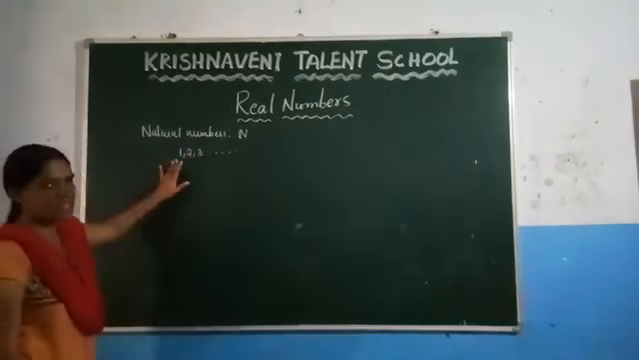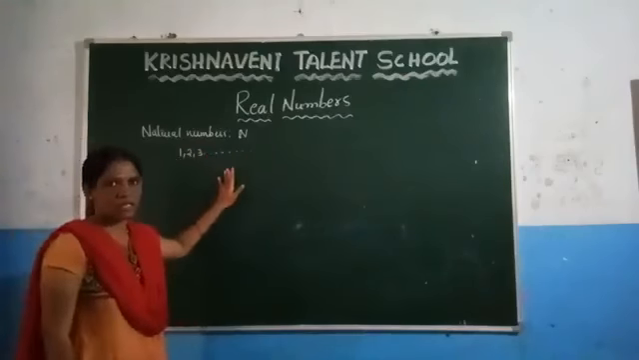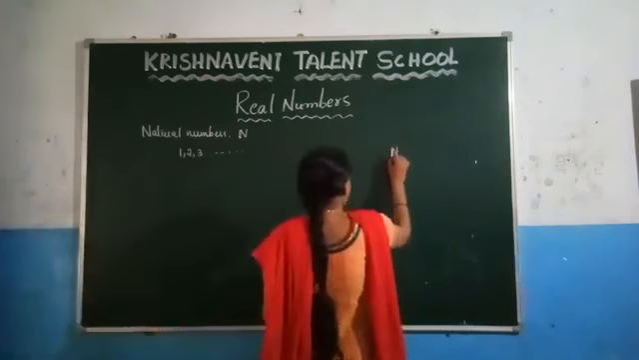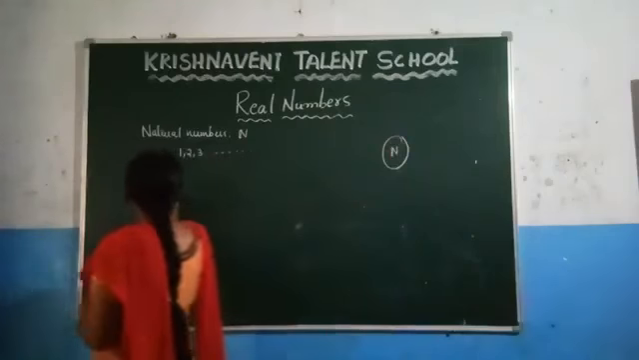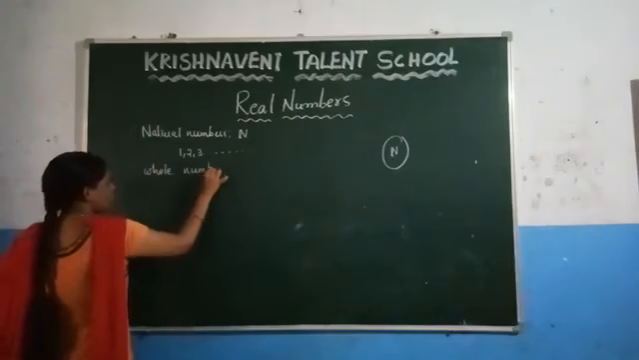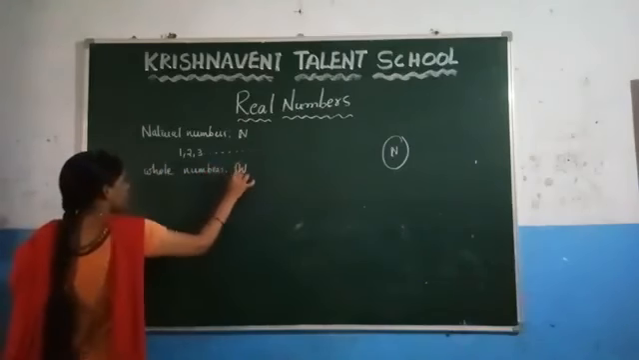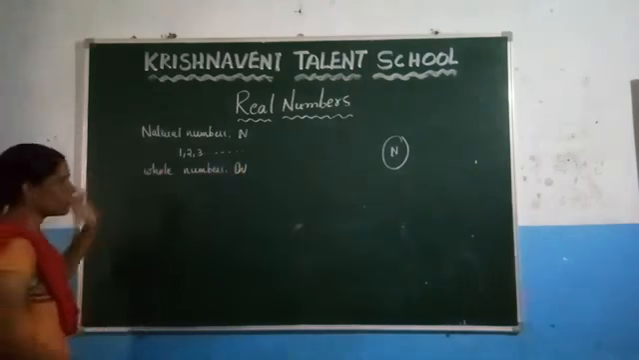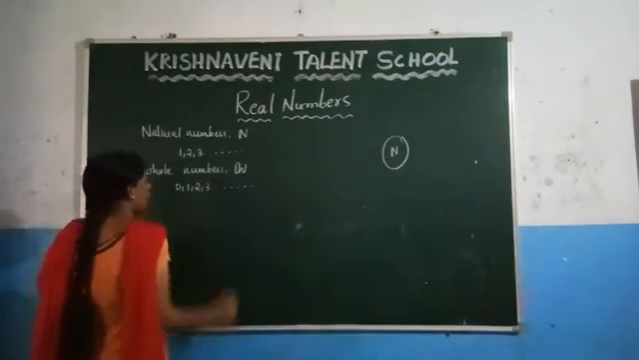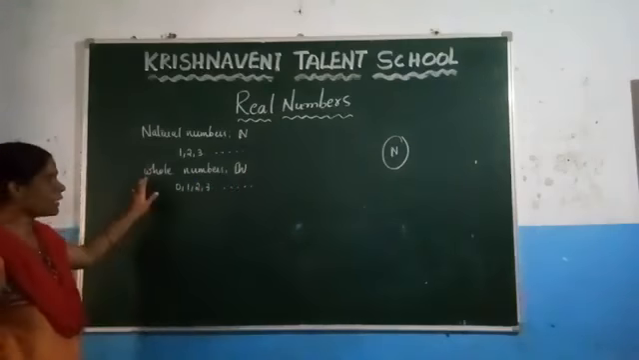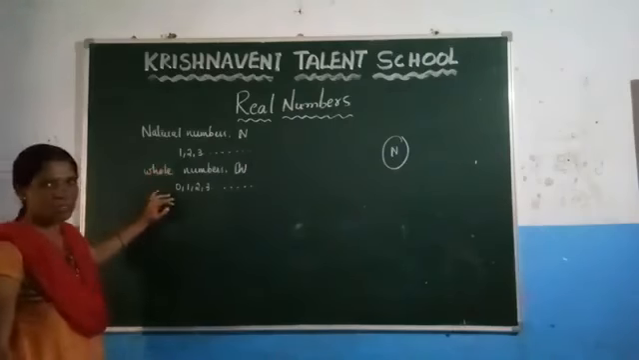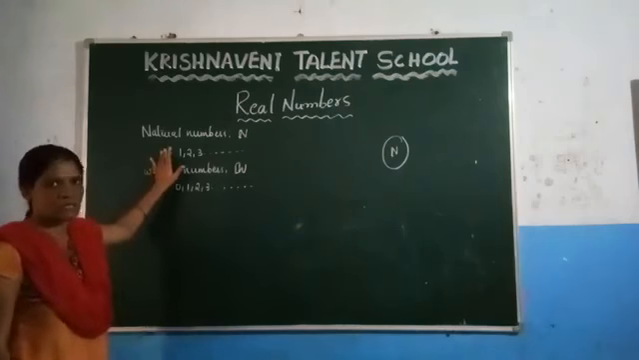the smallest natural number is 1, and there is no largest number. Here the first number system is natural numbers. After that we will get the whole numbers, and the whole numbers are denoted by the letter W. If you add 0 to the natural numbers, we will get the whole numbers, and the whole numbers will start from 0, 1, 2, 3 and so on, and the smallest whole number is 0, and there is no largest whole number. So from this we can conclude that all natural numbers are whole numbers, but all whole numbers need not be natural numbers.